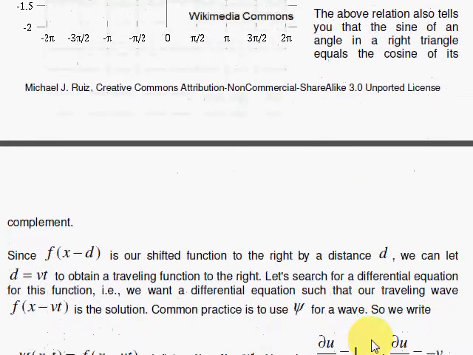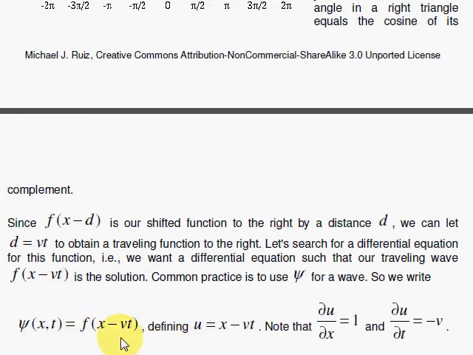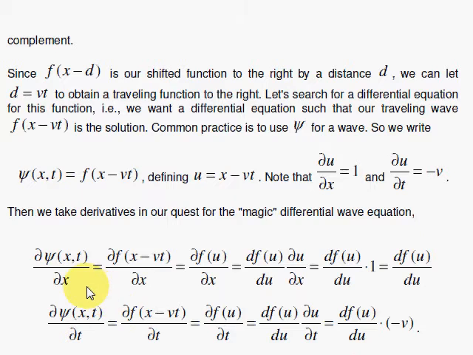Well, let's go ahead and let that d equal v times t, and then we have the wave traveling to the right, and we're in search of a differential equation for which this is the general solution. So we start taking derivatives. Well, what's the derivative of the function with respect to x? Psi is often used for waves, so I'm using psi there as a wave function.